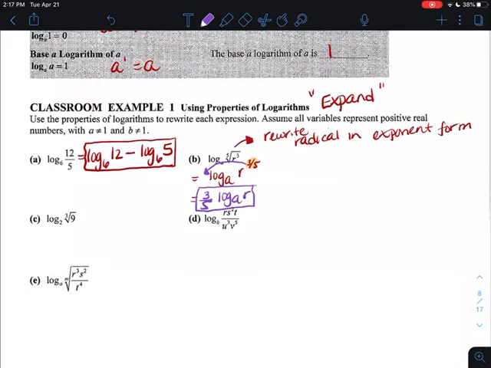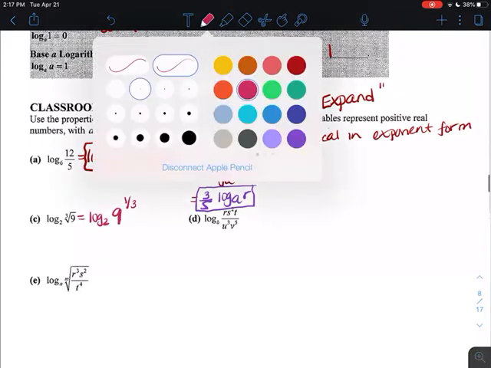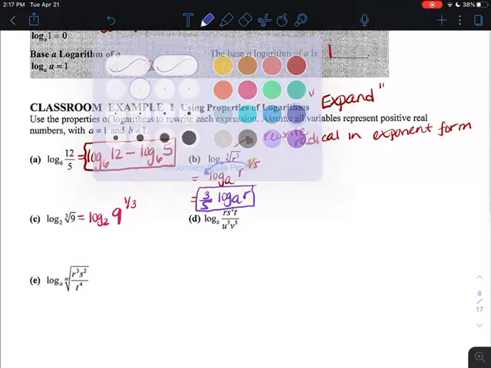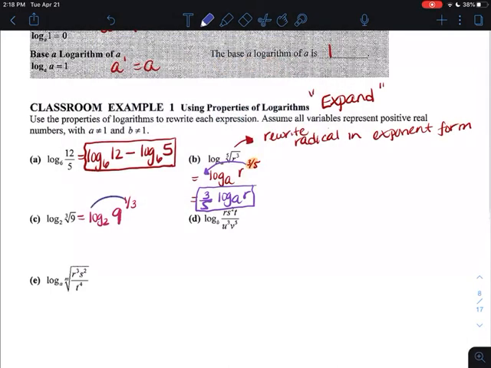Moving on to part C. C is similar to part B. First thing I want to do is rewrite this using exponents. I don't want to write it as a cube root of 9. I'm going to rewrite this as log base 2 of 9 to the 1 over 3 power. So cube root is raised to the 1/3. And then to simplify this or put it in expanded form, we're moving the exponent to the front, and it becomes our coefficient. So this becomes 1/3 log base 2 of 9.